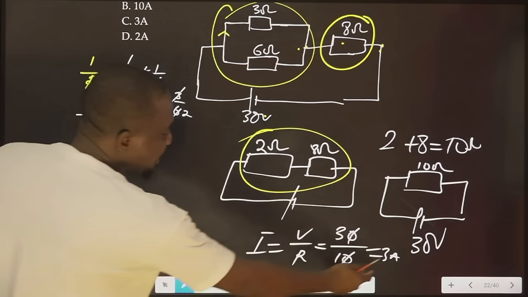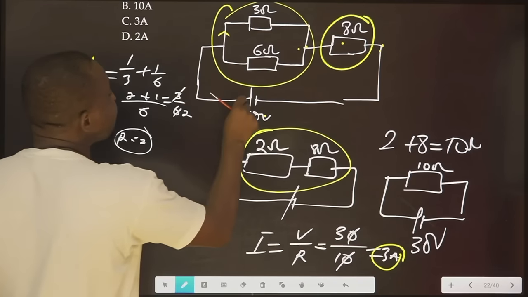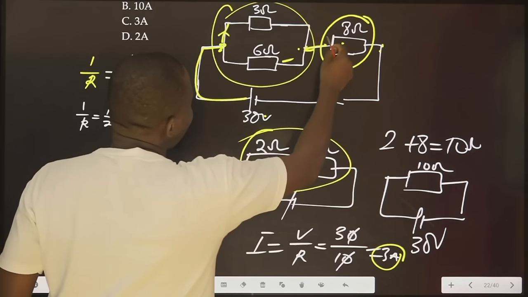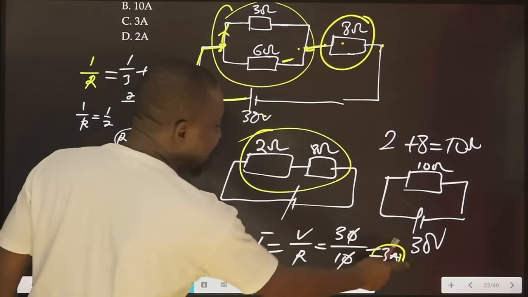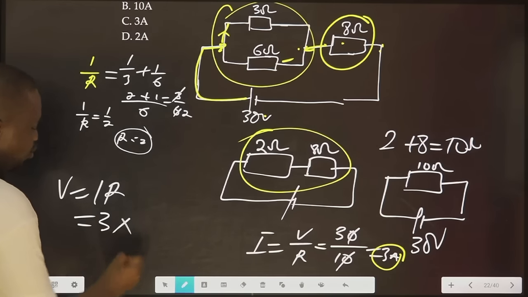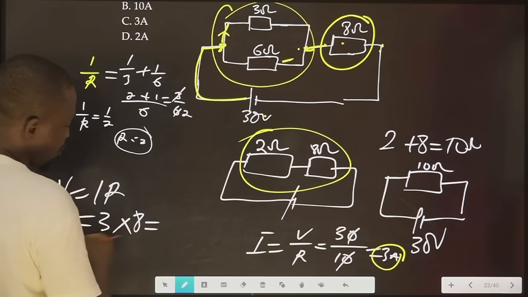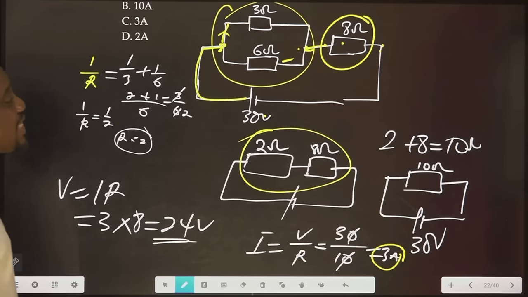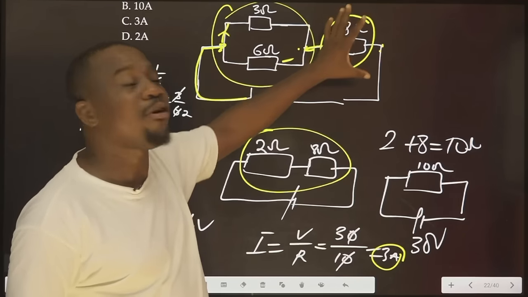What is the R? This is the R, because when the current comes here, it divides into two. One comes here, one comes here before coming here. Everything will pass through here. The entire 3 ampere will pass through this. This will give us what? 24 volt. So it means this one alone is collecting 24 volt from here.